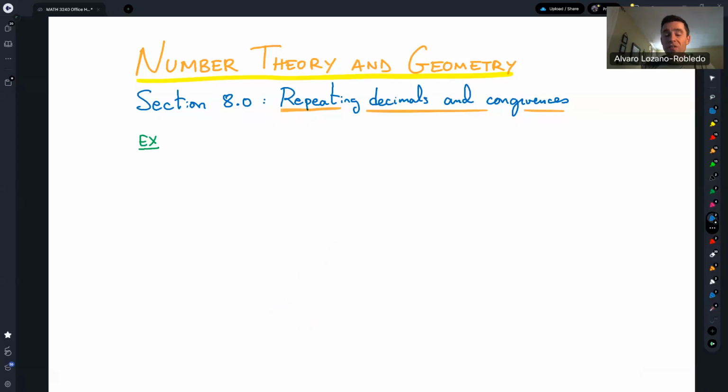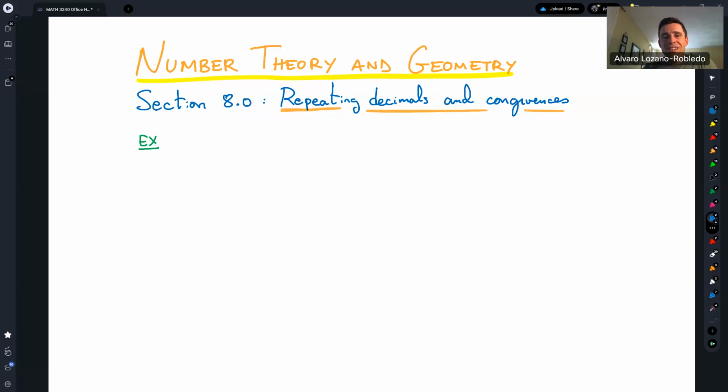Hello everyone. In this video, we're going to start with a motivating example for section 8, which is on primitive roots and the multiplicative order of a congruence class modulo m. The motivating example is coming from repeating decimals. We know, and it's proved later in the book, that the decimal expansion in base 10 of a rational number will be a repeating decimal.